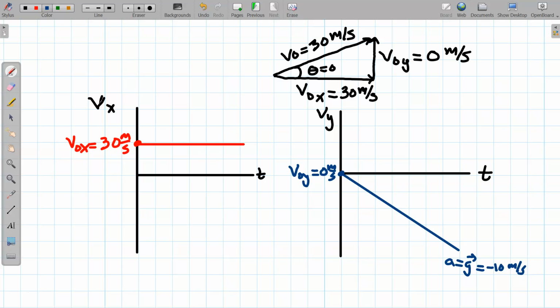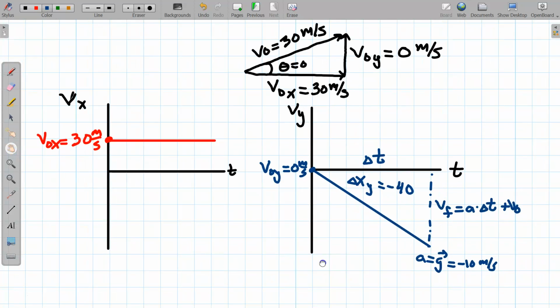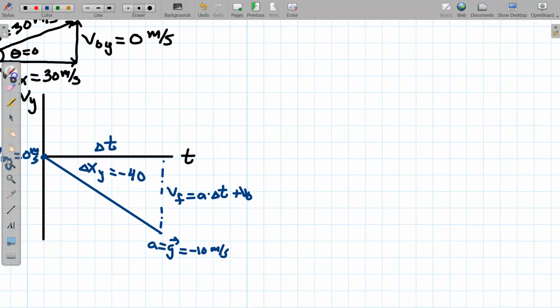Okay, now I need to figure out the time that the object's in the air. That is easiest done in this case by figuring out how much time it takes for this object to lose 40 meters. So the displacement in the y direction is equal to -40. And so this triangle right here will be the time interval that it's in the air. This right here is my final velocity, but that is also equal to a times delta t. And so to solve for the time, I'm just going to use the area of that triangle.